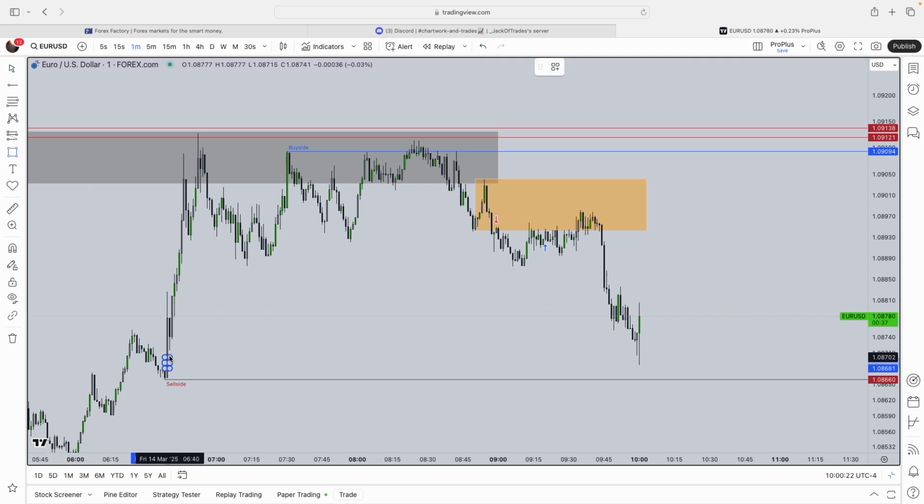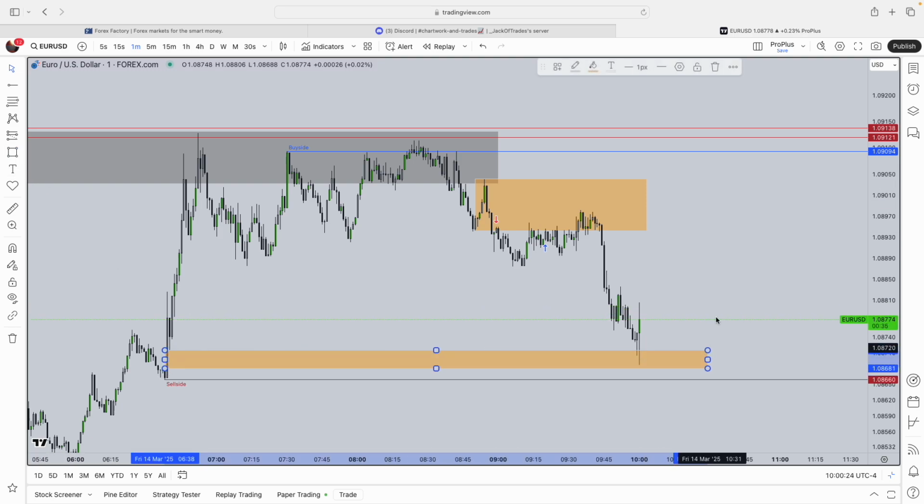Like I said here, I want to see the inversion fair value gap off that. So we'll see.